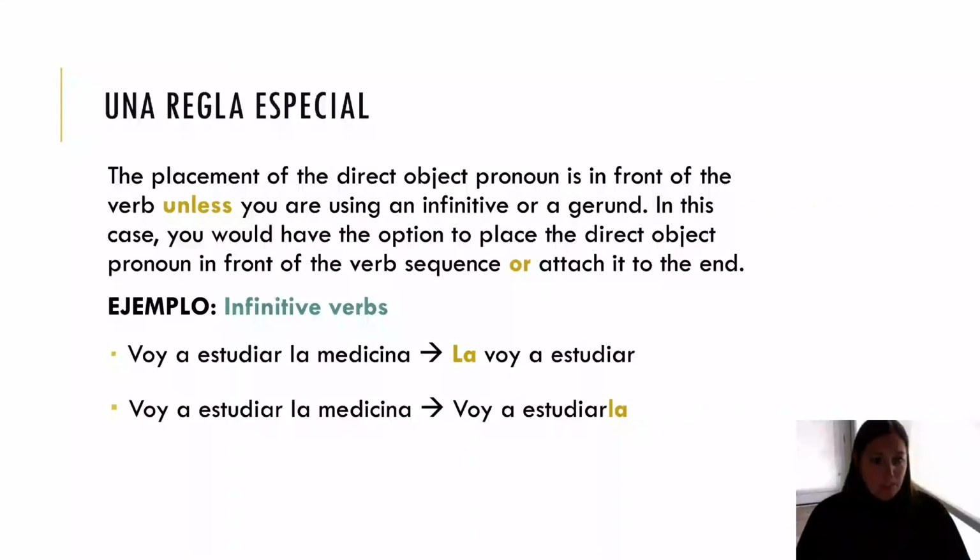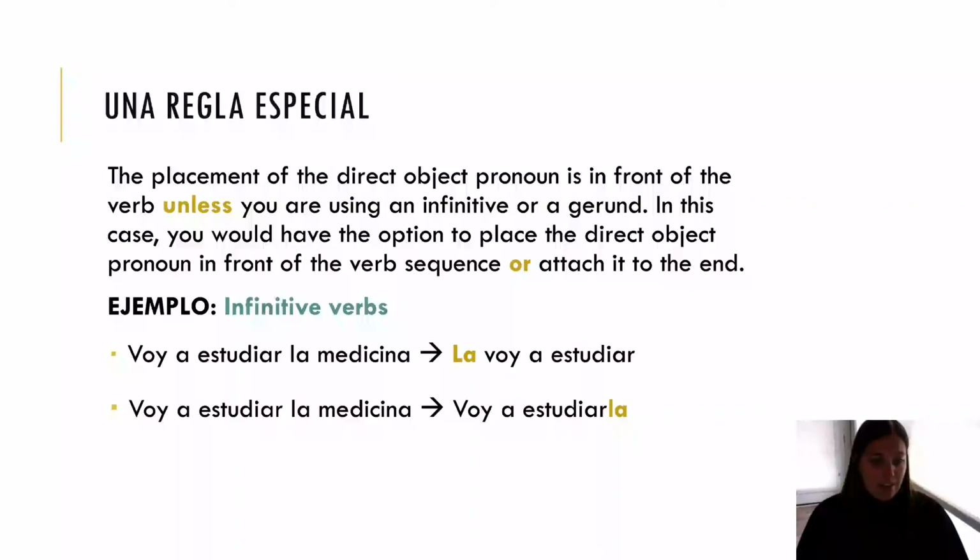Tenemos una regla especial. The placement of the direct object pronoun is in front of the verb unless you're using an infinitive or a gerund. In this case, you would have the option to place the direct object pronoun in front of the verb sequence or to attach it to the end. So for this example, we'll talk about infinitive verbs. One of the times that we use infinitive verbs in Spanish is if we use the ir a infinitive construction to talk about the future.